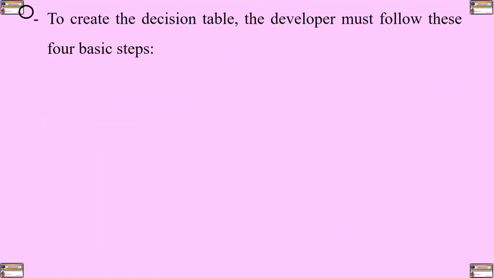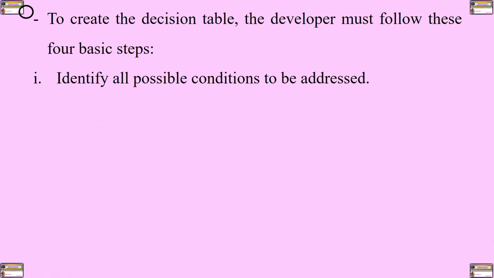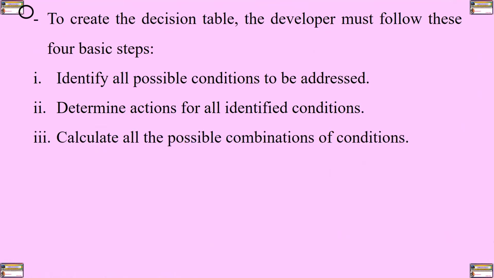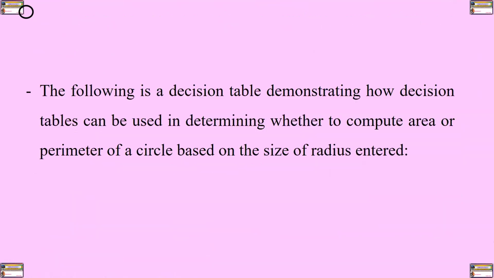To create the decision table, the developer must follow these 4 basic steps. Number 1 is identify all possible conditions to be addressed. Number 2 is to determine actions for all identified conditions. Number 3 is to calculate all the possible combinations of conditions. Number 4 is to fill the decision rules in the table. Entries in a decision table are filled in either as yes or no, and action entries are generally marked as X. For the conditions that are immaterial, a hyphen is generally used for an input.